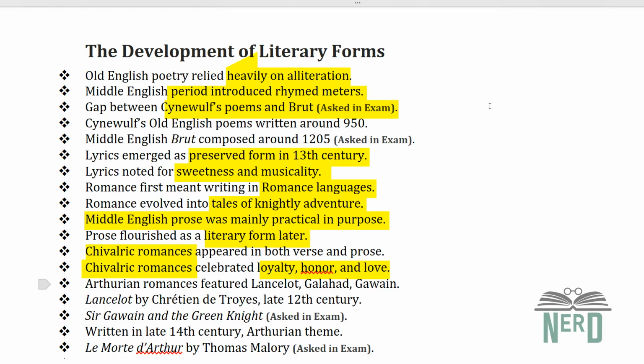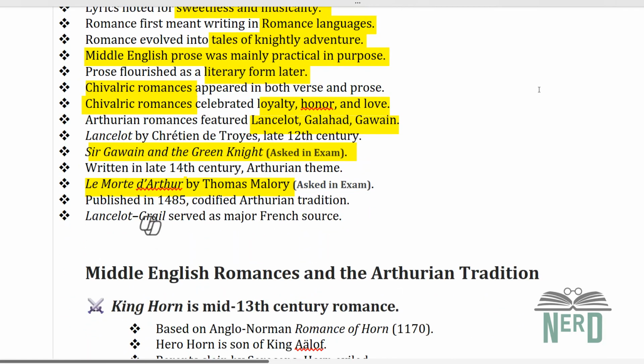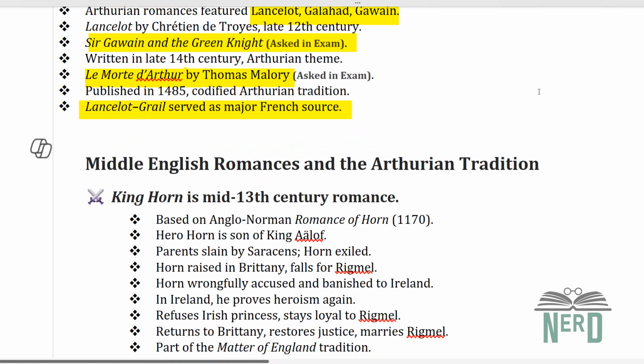Some of the most famous examples are tied to the Arthurian tradition. Think of Lancelot by Chrétien de Troyes in the late 12th century, Sir Gawain and the Green Knight in the late 14th century. This particular chivalric romance was asked in exam. And Le Morte d'Arthur by Thomas Malory in 1485. It was asked in exam. We also have the Lancelot-Grail or Prose Lancelot, a French source that shaped much of the later Arthurian legend.